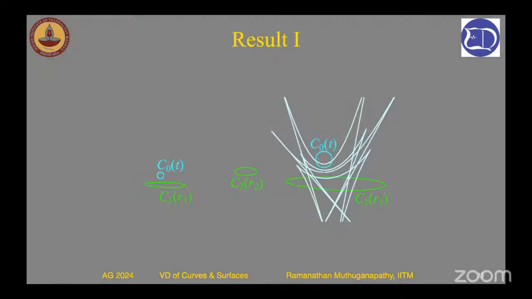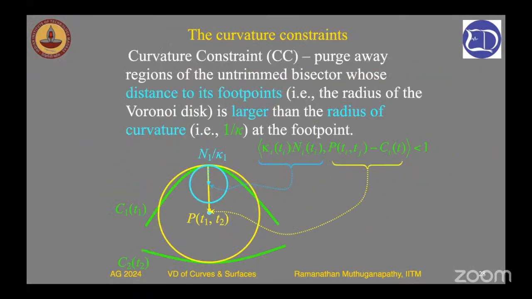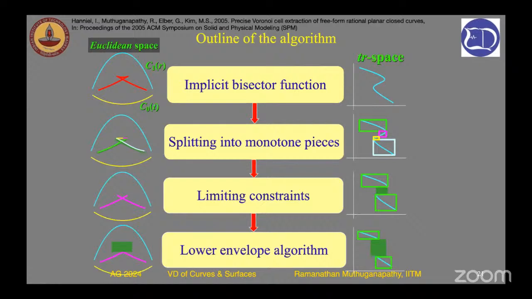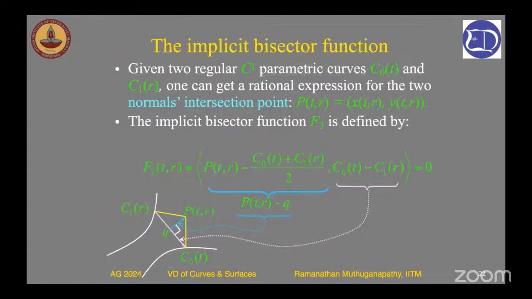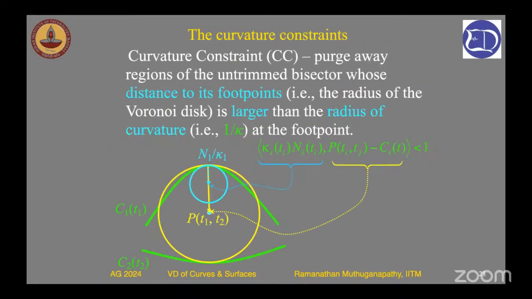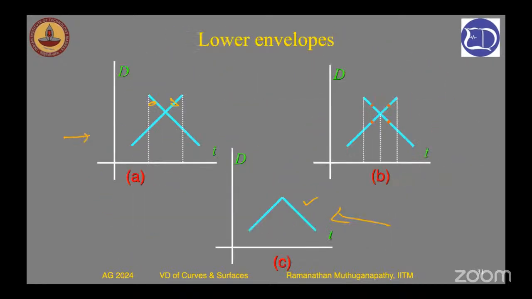I'll just show you some results after we apply this entire algorithm. These are the entire steps of the algorithm. We are first given two curves. We first form the bisector implicit function, then you split it into monotone pieces. Then you apply the curvature constraint and the orientation constraint. Then apply the lower envelope algorithm. You will actually get the Voronoi cell in this particular case. You don't get the diagram actually. You only get the Voronoi cell for C0 or C1 or C2 and so on. So let me take you through some results on this.